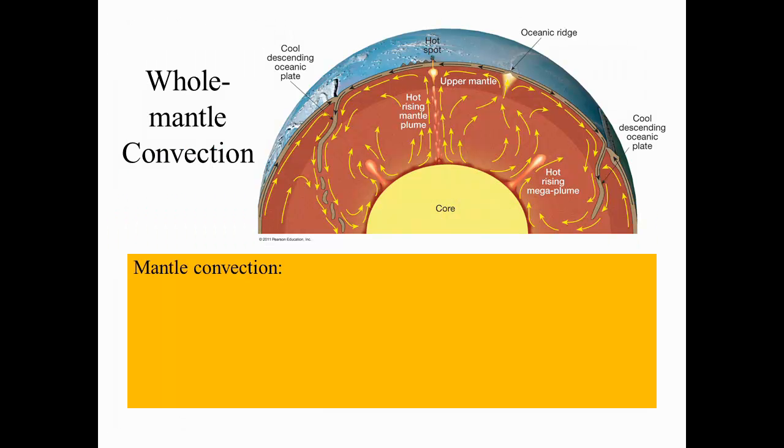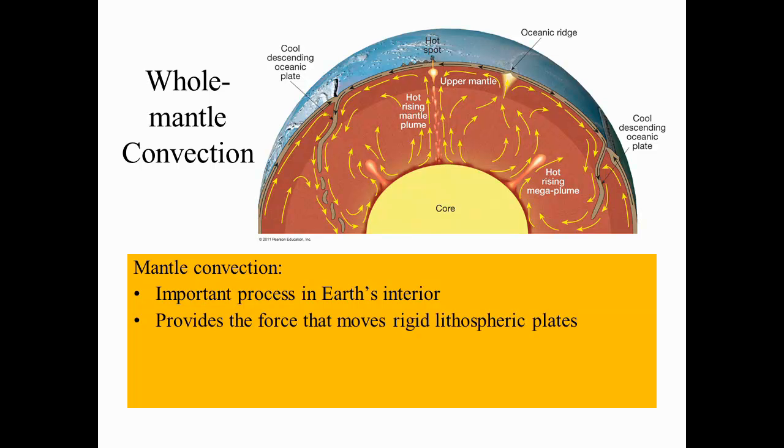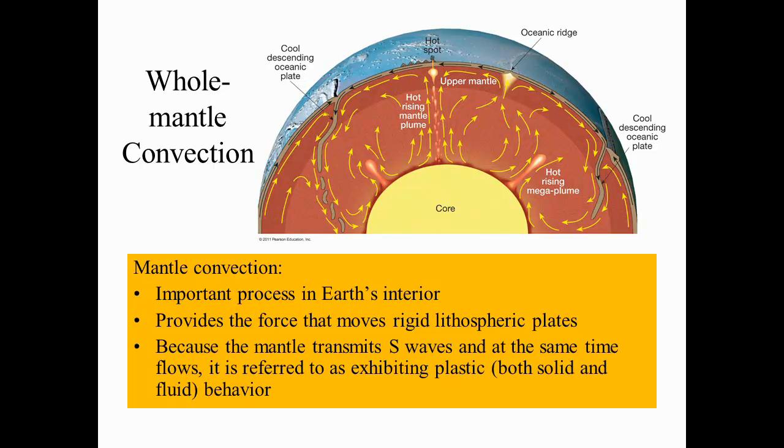We saw before that mantle convection is the main way of heat transfer within the mantle. And what we find is that mantle convection is a very important process occurring in Earth's interior. It provides the force that moves rigid lithospheric plates. And because we see that the mantle transmits S waves and at the same time flows, it is referred to as exhibiting plastic or ductile, both solid and fluid type of behavior. And hence we get mantle convection.